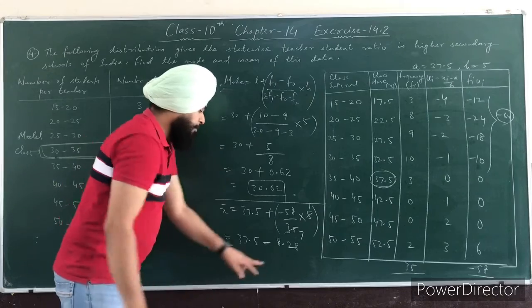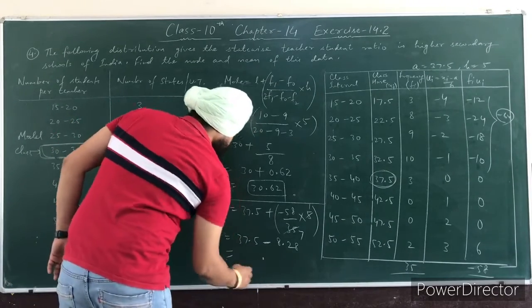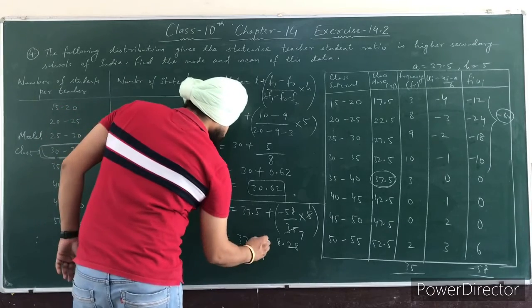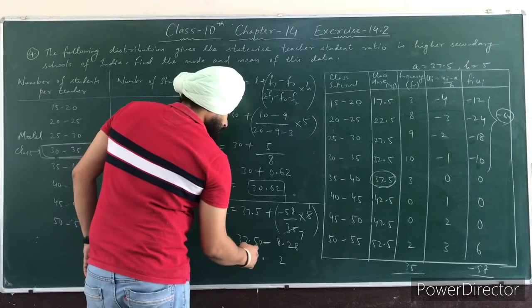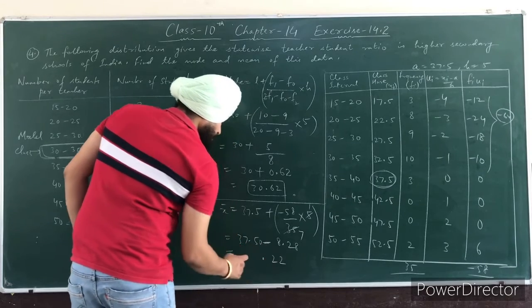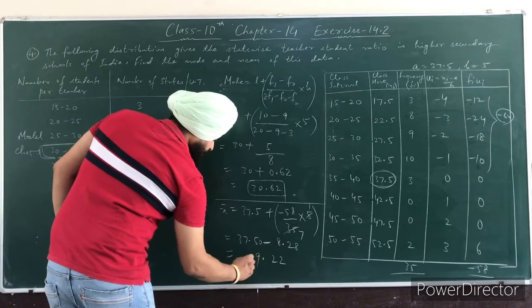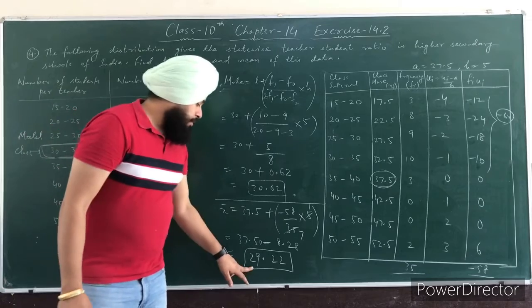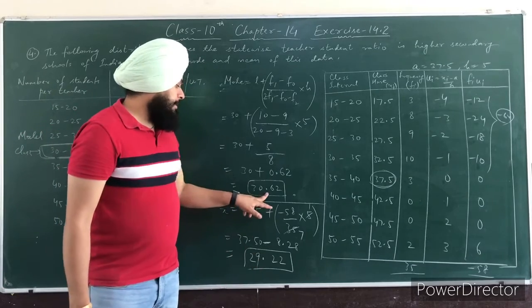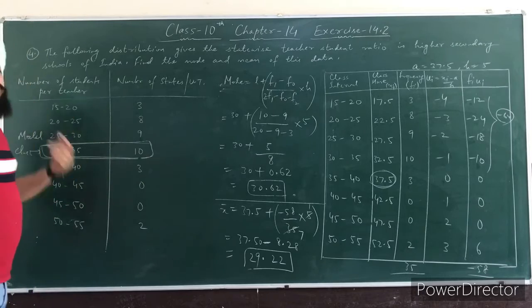Now subtract this 8.28 from this 37.5. It is how much? You can write it as 0. 10 minus 8, 2. 4 minus 2, 2. 17 minus 8 is 9. 29.22. So 29.22 is the mean and 30.62 is the mode for this data. Clear, students? This is your question number 4.